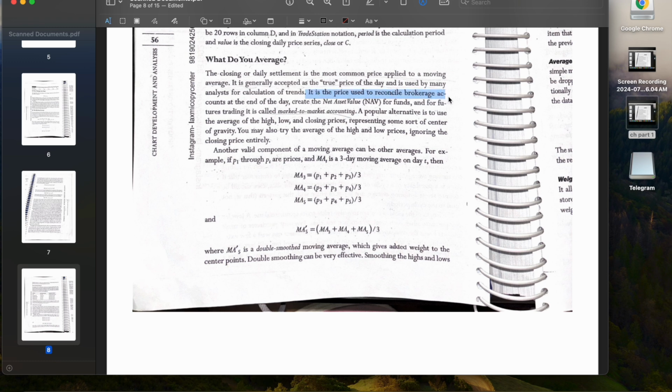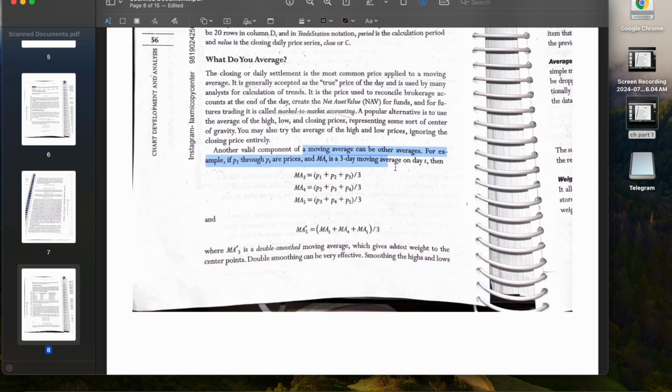It is the price used to reconcile brokerage accounts at the end of the day and create the net asset value for the funds. And for futures trading, it is called mark to market accounting. So when we're talking about normal stocks, it is called the NAV, which is the net asset value. But if you're dealing with futures, then it is called mark to market accounting. Again, I'm not going into the detail of what futures and options are, because I'm assuming you know about it since you've cleared CMT level 1.